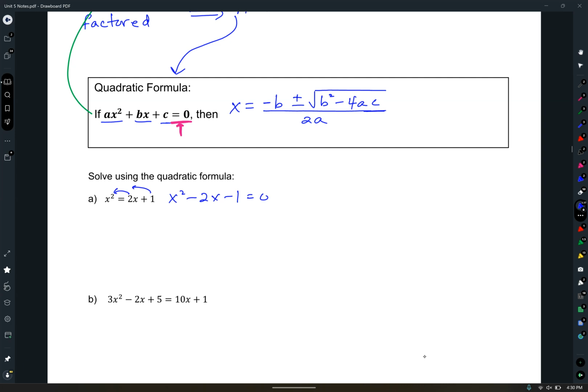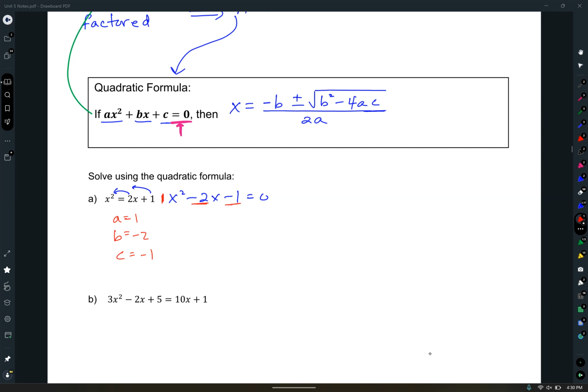So that means we need to identify the a, b, and c. So the a is right here. The number for the x squared is 1. So the a is 1. Remember, the b is the number right here in front of the x. So the b is negative 2. And the c is always this number over here. So the c is negative 1.